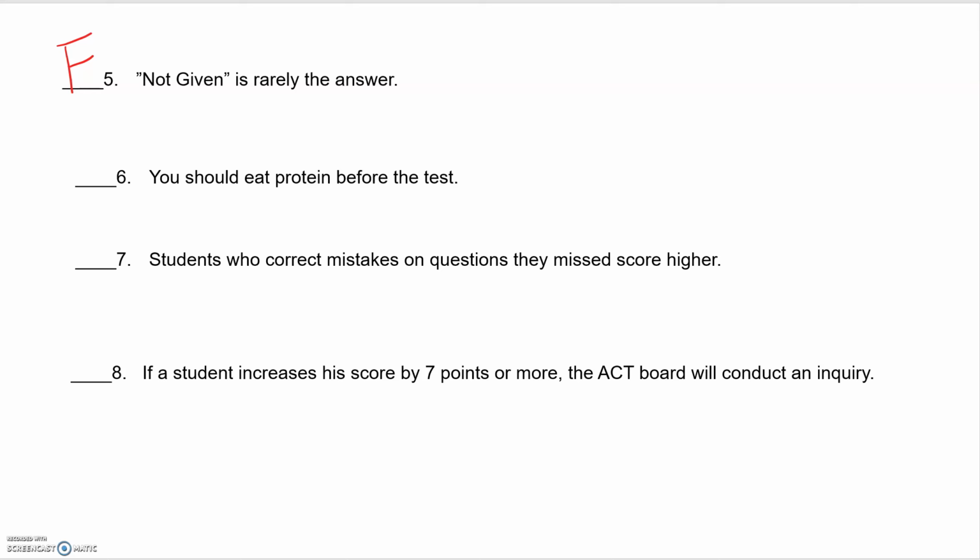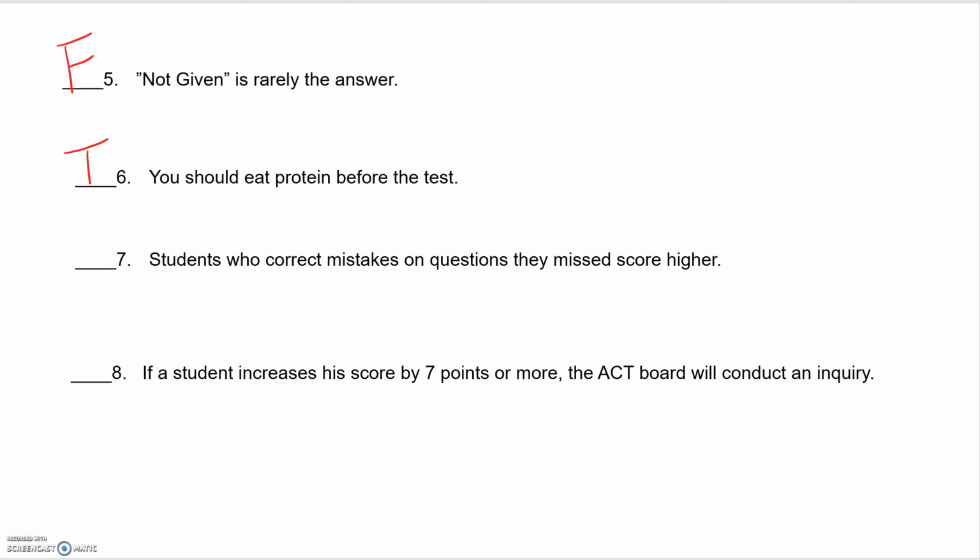Number 6, you should eat protein before the test. Absolutely true. Protein will sustain you longer. One of the worst things you could do is go in and have an energy drink or a candy bar or something that's going to make you crash. So make sure you are eating protein before the test.